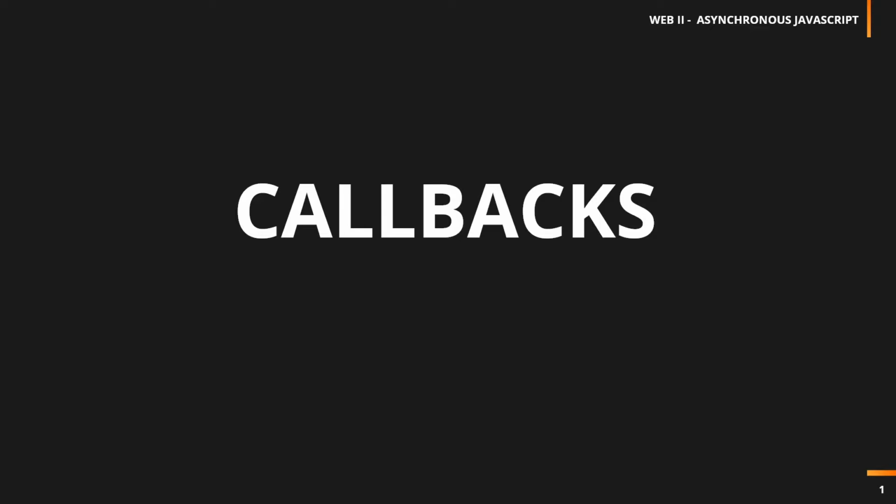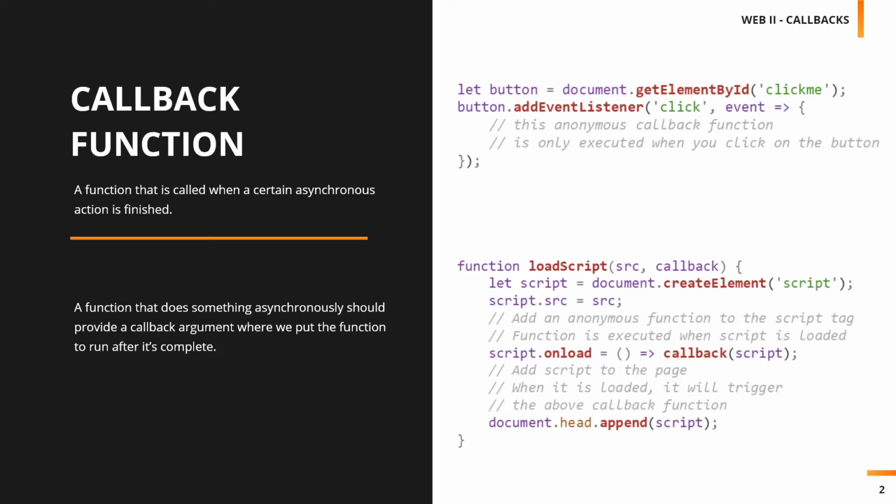So we're going to start with callback functions. Callback functions are something we've seen in the past as well. But what is a callback function? Well, a callback function is a function that is called when a certain asynchronous action is finished. Now, when is an action finished? You can either determine that yourself, as we will see in the more advanced example I will give.